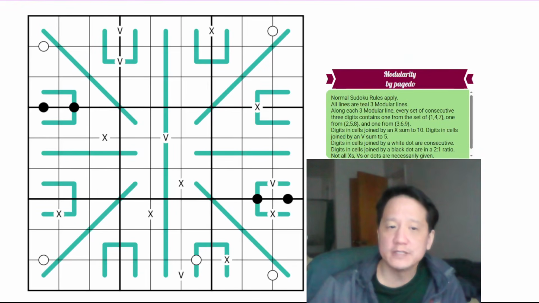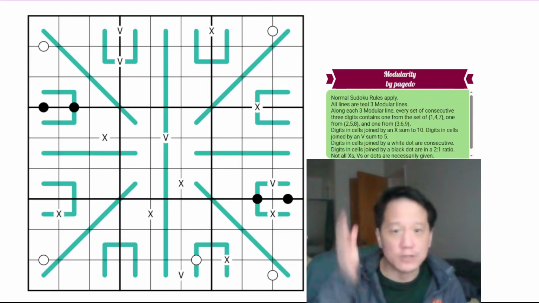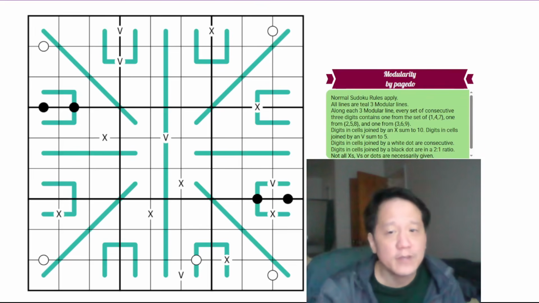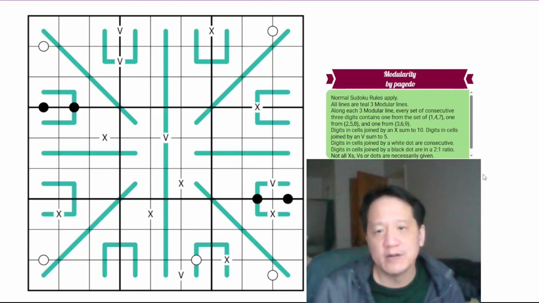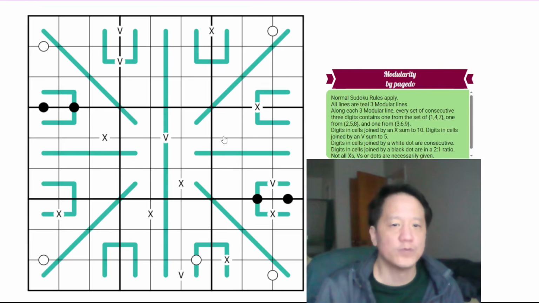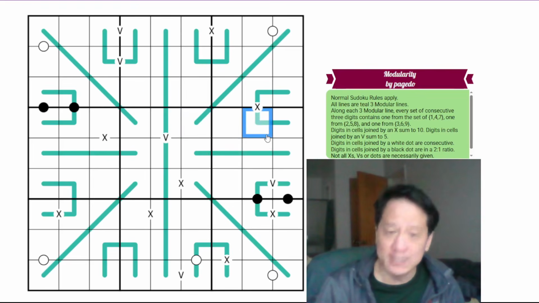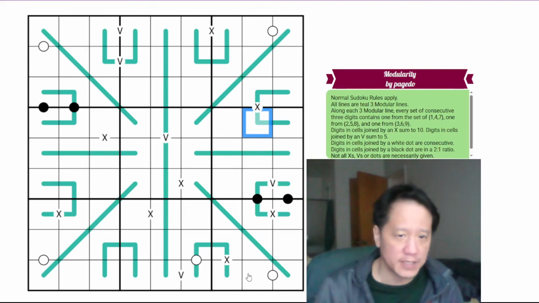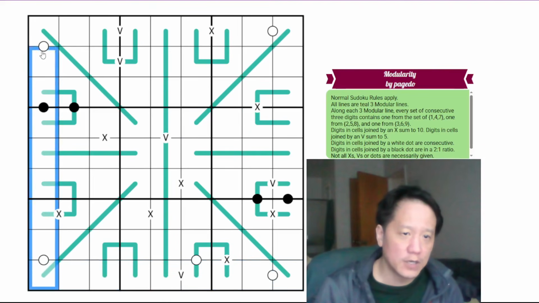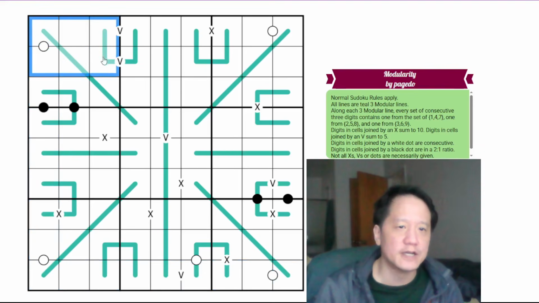and we break it down in detail so that you can learn how to Sudoku. Today's very easy puzzle is called Modularity by PageDo, and here are the rules. Normal Sudoku rules apply, which means in every cell in the grid, place a single digit from 1 through 9 such that there are no repeats in any row, column, or designated 9-cell region.